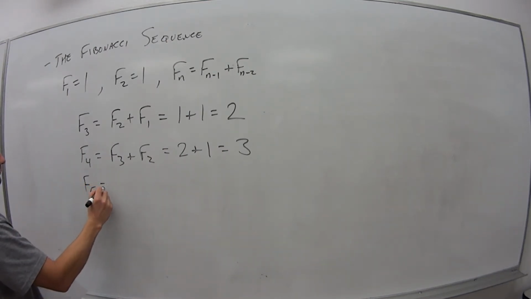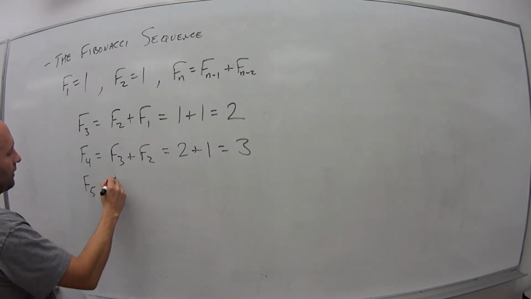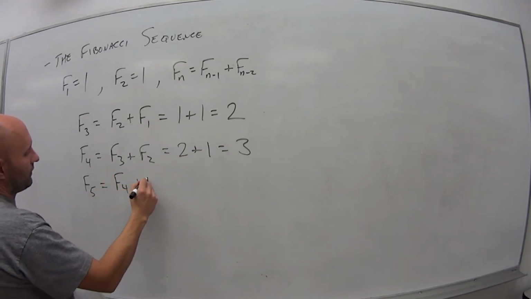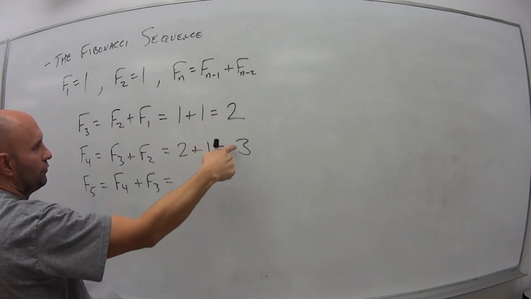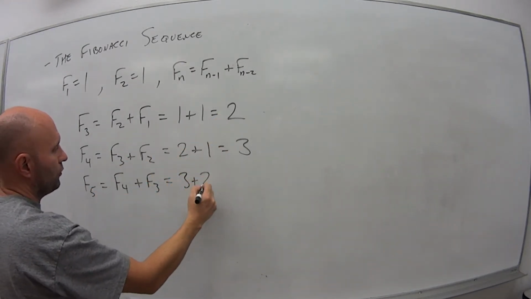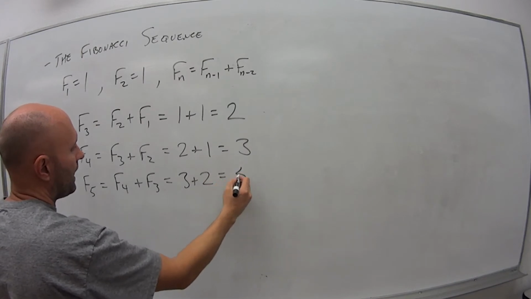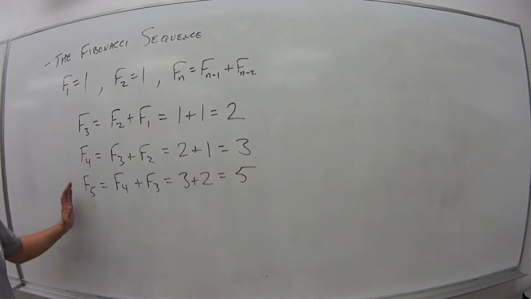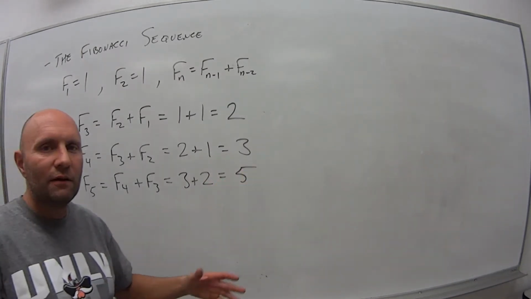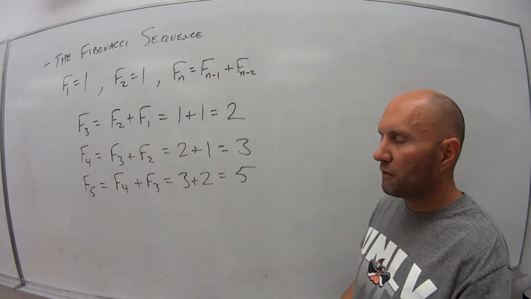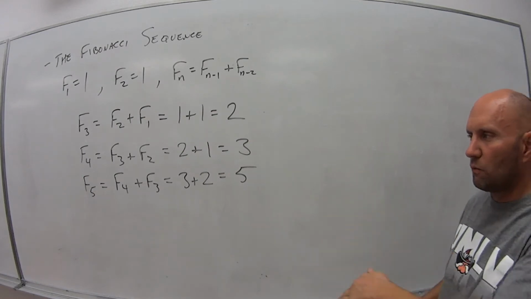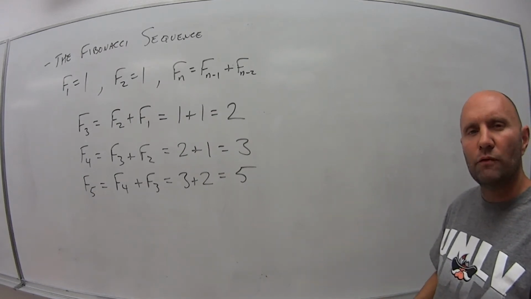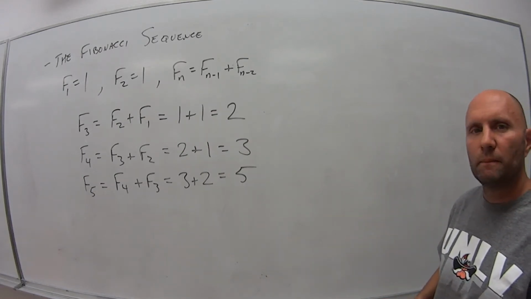F of 5 is what? Well, it's f of 4 plus f of 3. So f of 4, it's basically just the two numbers above it. 3 plus 2 is equal to 5. So go ahead, pause the video here, figure f of 6, f of 7, and f of 8, and stop at that point. Come on back, we'll work those through, and then we'll move on to our sigma notation.